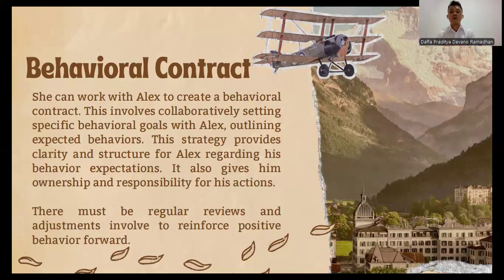Because sometimes when we give something that is not really approachable for them, they might rebel and go against us. So it's also important to consider that we have to think about behavior contracts that are possible for us as teachers, and also for the students. In this case, it's Alex.